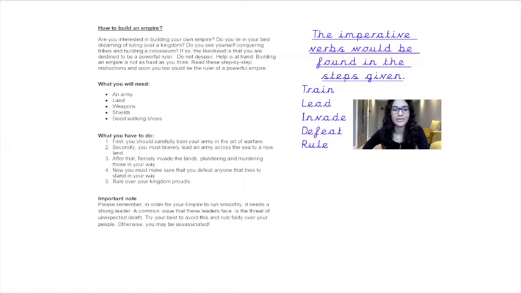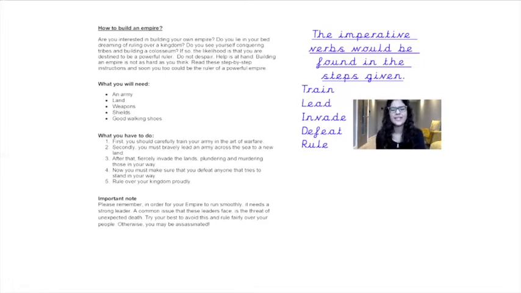Building an empire is not as hard as you think. Read these step-by-step instructions and soon you too could be the ruler of a powerful empire. What you will need: an army, land, weapons, shields, good walking shoes. What you have to do: first, you should carefully train your army in the art of warfare. Secondly, you must bravely lead an army across the sea to a new land.